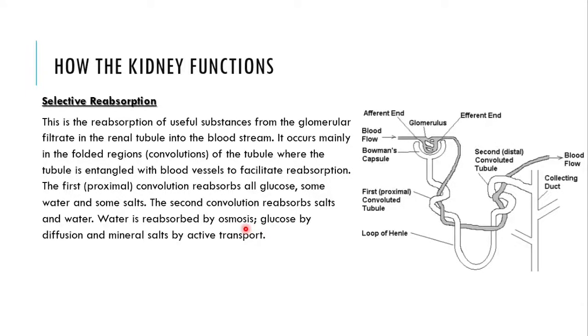I know that you know what these terms are. You know what osmosis is, you know what glucose is, you know what diffusion is, you also know what active transport is. So water is reabsorbed by the process of osmosis, glucose by the process of diffusion, and mineral salts by the process of active transport. So remember, first proximal, all glucose is reabsorbed, some water, some salts. Upper, only salts and water. Alright.